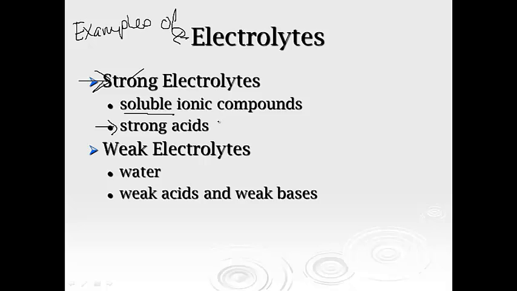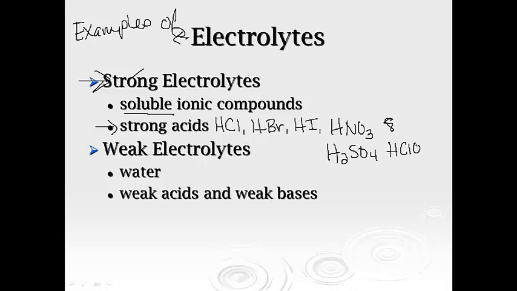Also strong acids. There are 6 strong acids, and you need to write these down. Those are hydrochloric acid, hydrobromic acid, hydriodic acid, nitric acid, sulfuric acid, which is H2SO4, and perchloric acid, which is HClO4. You have to know these. So write these down.